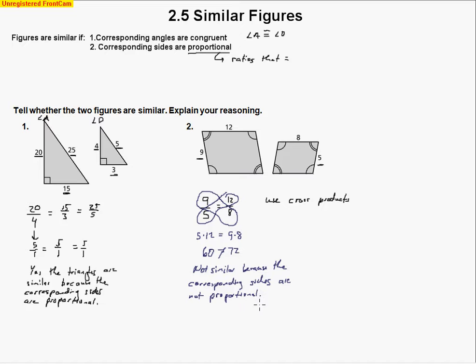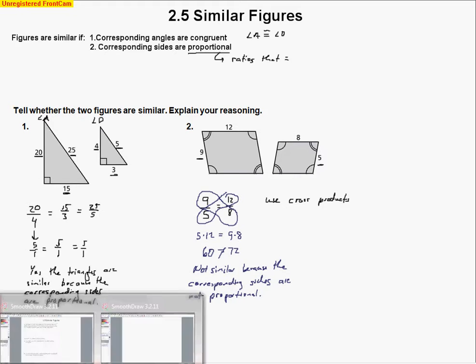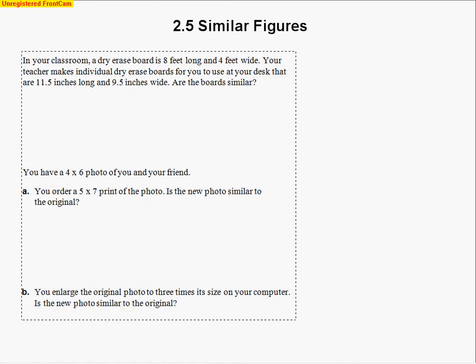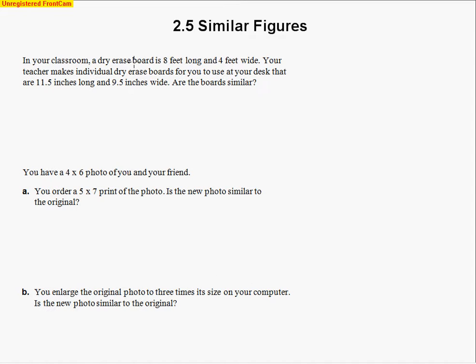So let's take a look at another problem, and it says that in a classroom a dry erase board is 8 feet long and 4 feet wide. So this is 8, this is 4, and the key is looking at the words they use after the numbers. So long, wide. And those are going to be the ones that you really got to look for. I use the little dash up top to represent feet.